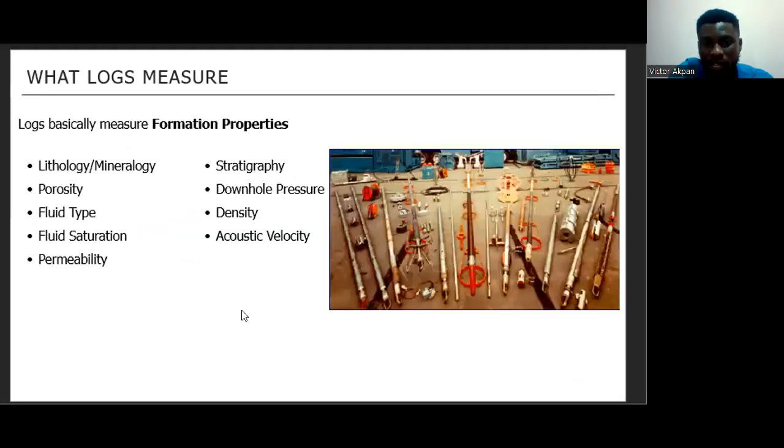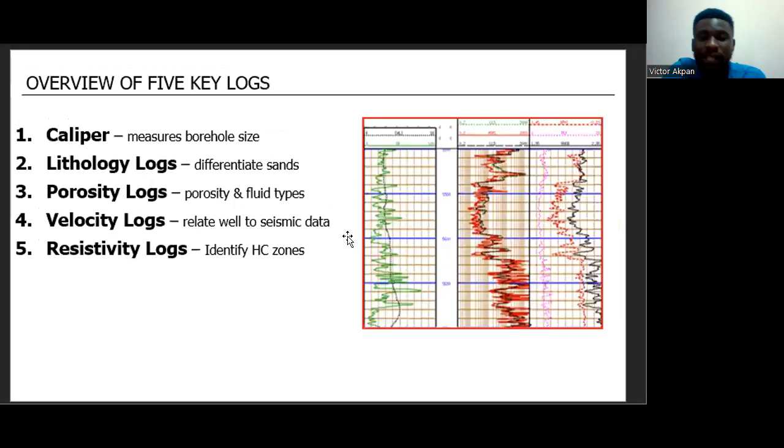So what do these logs measure? I've mentioned earlier: lithology, porosity, fluid saturation, permeability, acoustic velocity, density, and so much more. These are examples of sensors that are attached to the wireline and lowered into the hole. But let's look at an overview of 5 key logs that are used in formation evaluation.